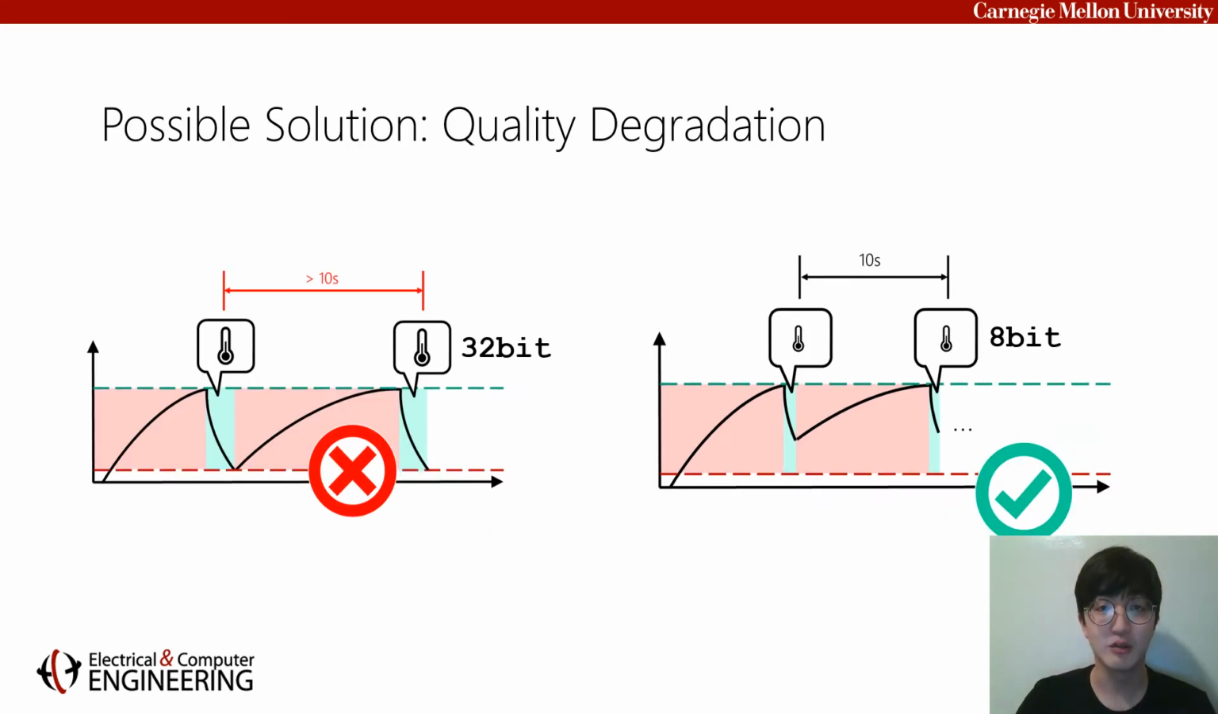One possible solution to this is reducing the quality of the program. For example, a program might choose to collect a less accurate sample while using less energy and thus keeping up with the programmer's specified periodic requirement. This is possible because many sensors can be configured to use less energy while being less accurate.